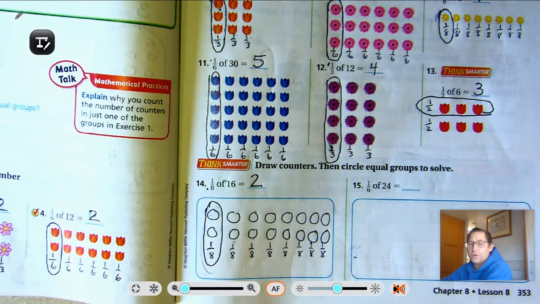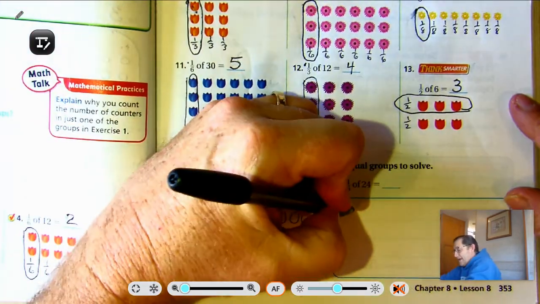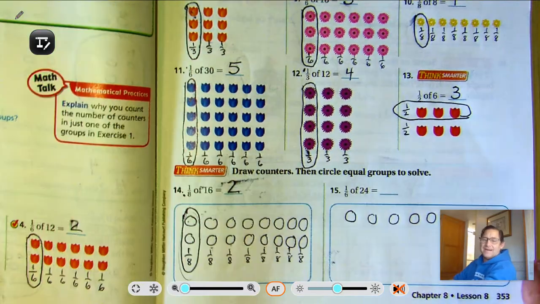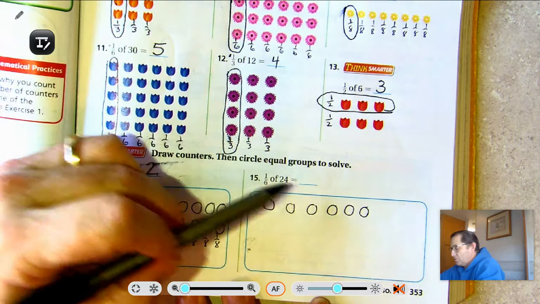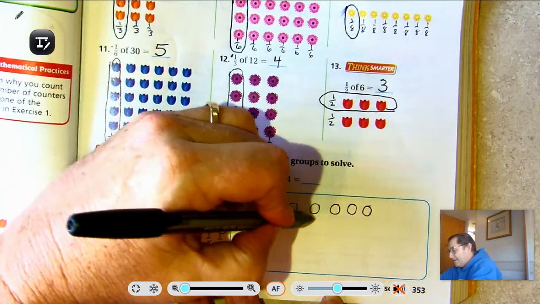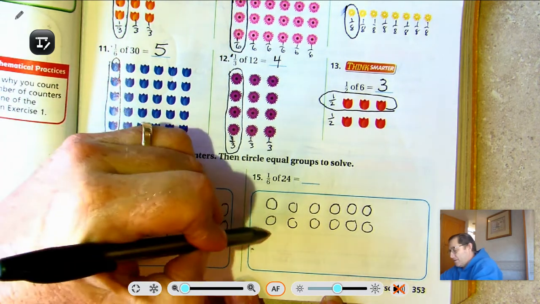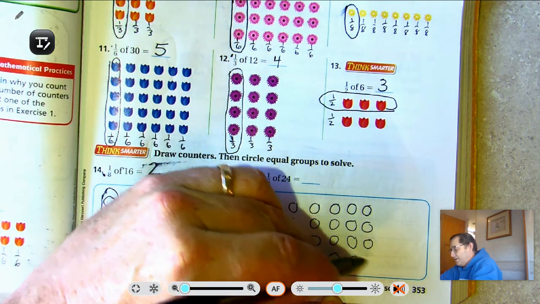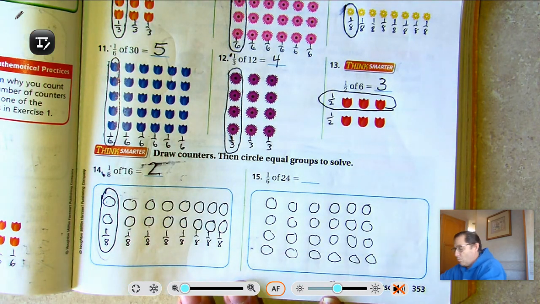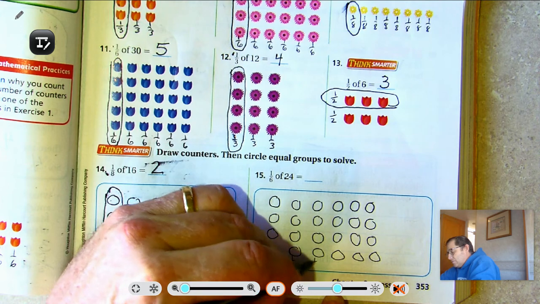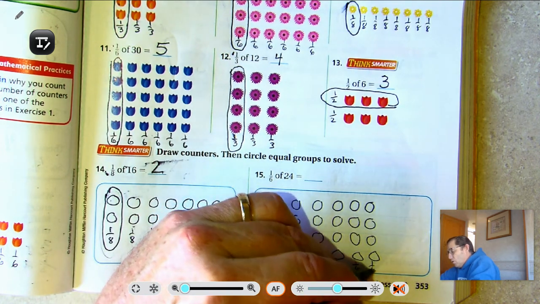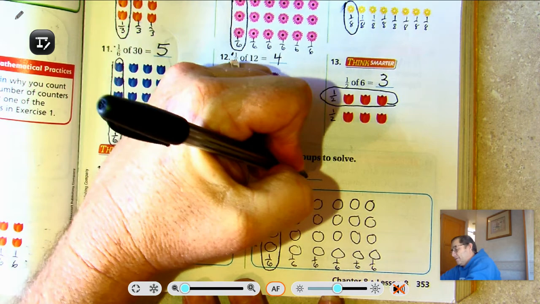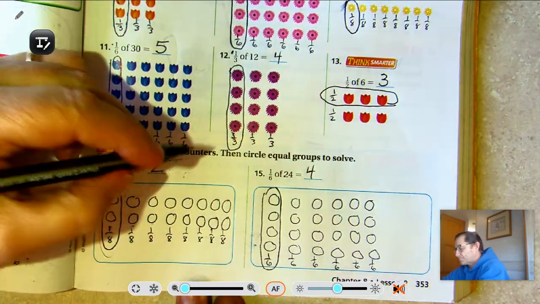All right, 1/6 of 24. The 6 tells me I'm going to have a row of 6. And then I need to keep adding rows of 6 until I get to 24. All right. And we want 1/6. Well, each column is 1/6. We're going to circle one of the 6 equal groups, and there are 4 in that equal group.